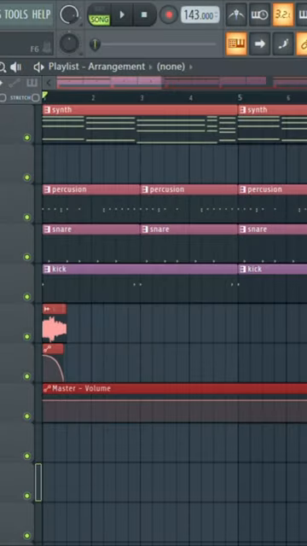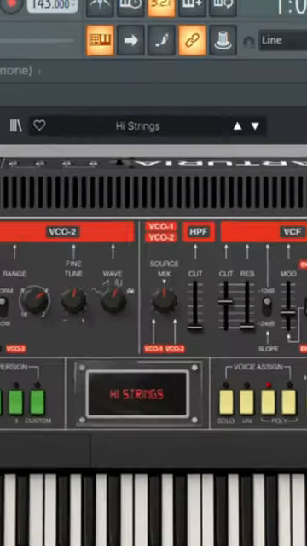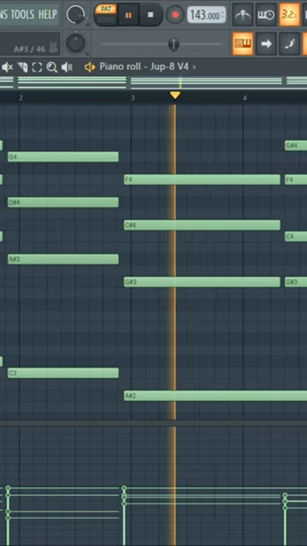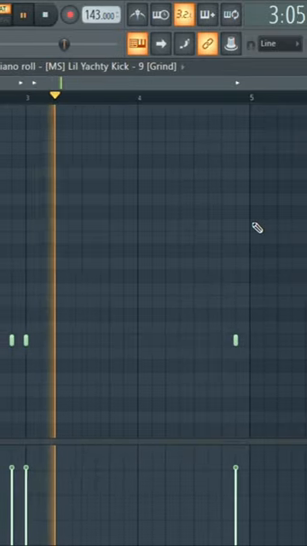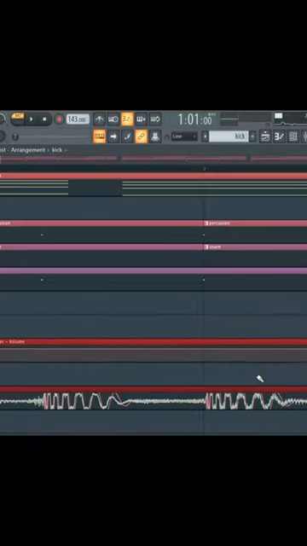First of all, we have this synth I found on this VST by Arturia, Jupiter 8, and we're using this preset, High Strings. This is what it sounds like with effects. Then I have this kick. And if you look at the waveform, it matches perfectly.